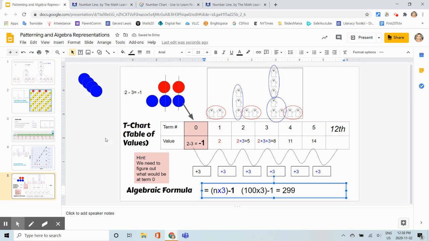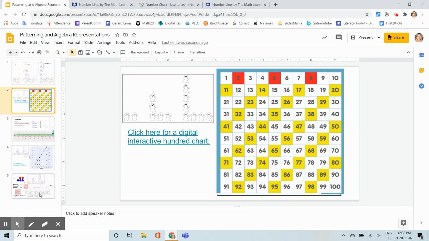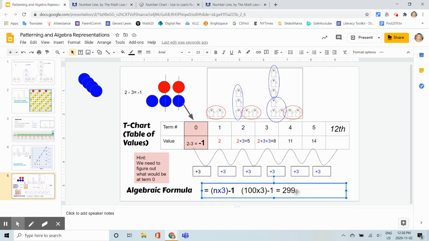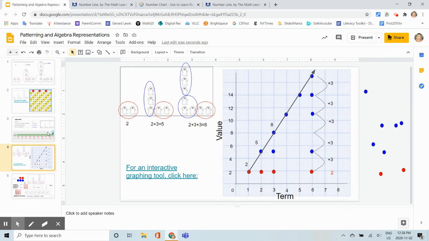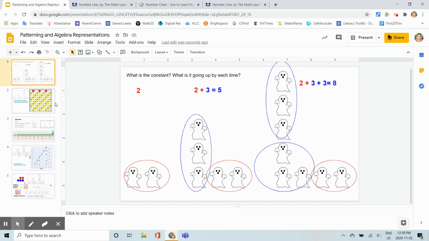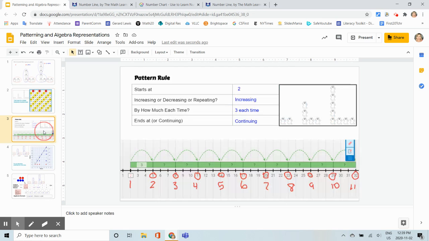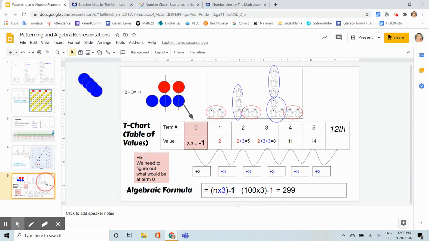I don't know about you. I don't want to be building out these 100 charts that many times, but my answer would be 299. And you can see how that formula allows me to go much greater than the representations that we have. But these representations help us to be able to understand what is happening in our pattern. Every one of these allows us to predict what the number is and where it is going.